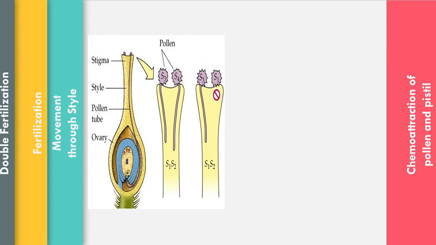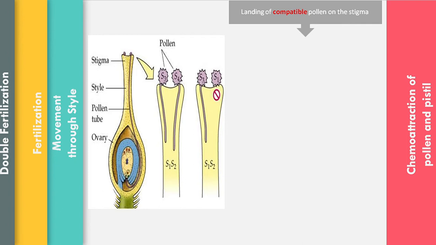First is the chemo attraction. Chemo attraction means the attraction of chemicals. There are some chemicals which are released through the stigma and attract the pollen grains. See what happens after the pollination.